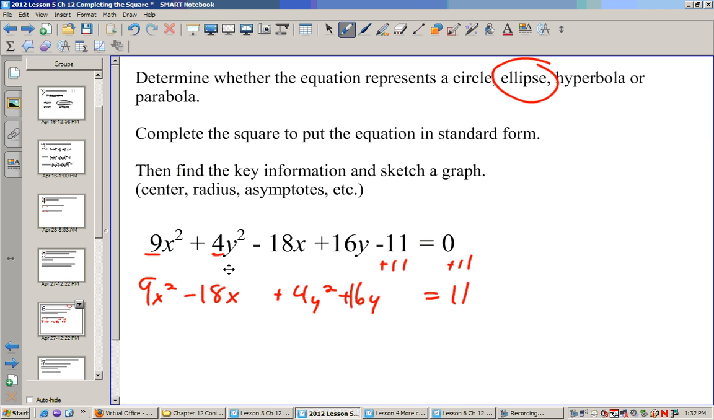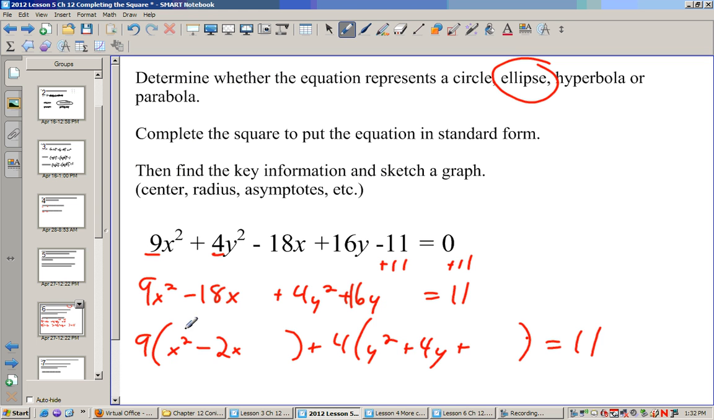Alright, now if we're going to complete the square, first thing we need to do is pull out a 9 here, leaving x squared minus 2x. I'm going to leave a blank there because we're going to fill something in. Here I need to take out a 4, so that's y squared plus 4y. Now we have to think about what would make these perfect squares. Over here I'd have to add a 1, and over here I'd have to add a 4.